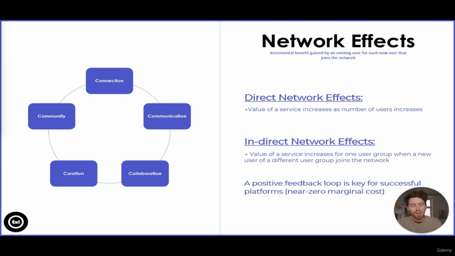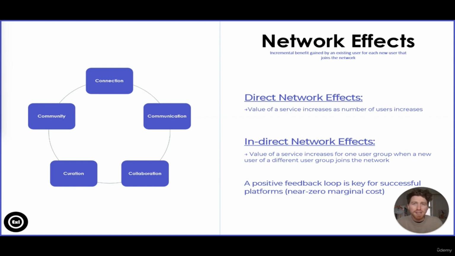But imagine that a friend of the telephone inventor joins. So you have two people who are able to connect and communicate with each other. And then from two people, you get to 10, 100, 1,000, 10,000, a million, and so on. So the bigger the network gets, the more valuable it gets. And this is a direct network effect. The value of the service increases as the number of users within the network increases.